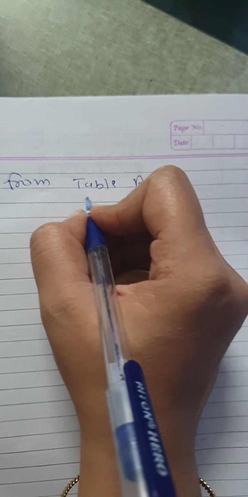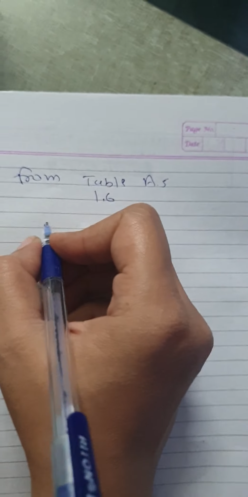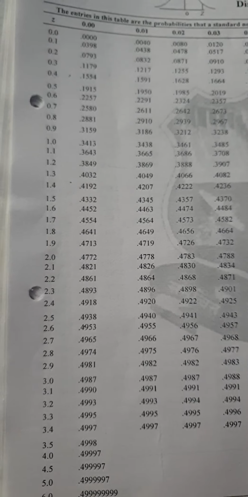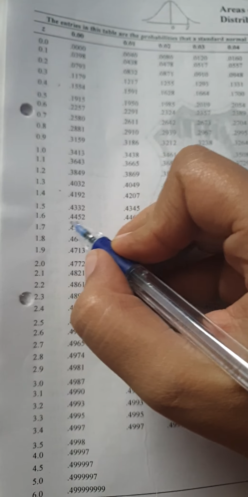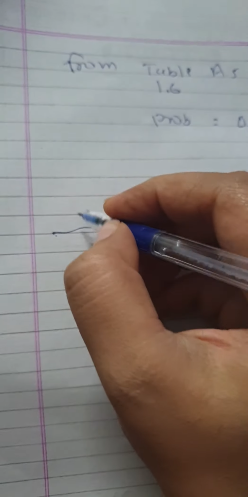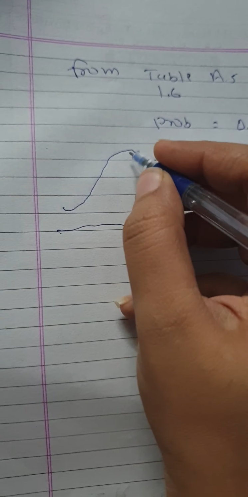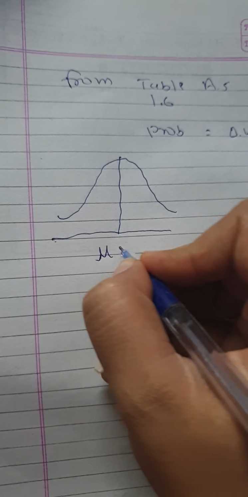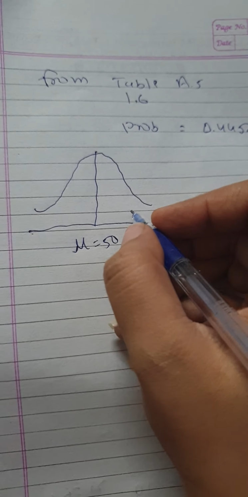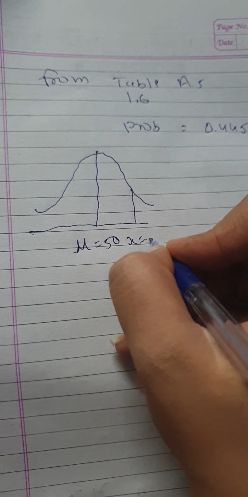So again we will use table A.5, which is your normal distribution table. We have to find the value for 1.6. So the probability is 0.4452. So now I am drawing the curve for the normal distribution. Here is your mu, that is 50. Your x is 52.